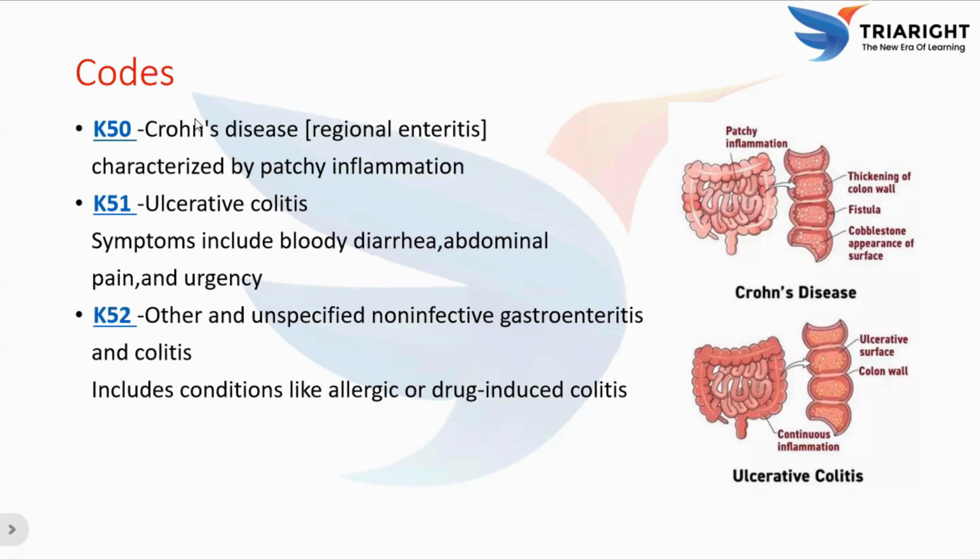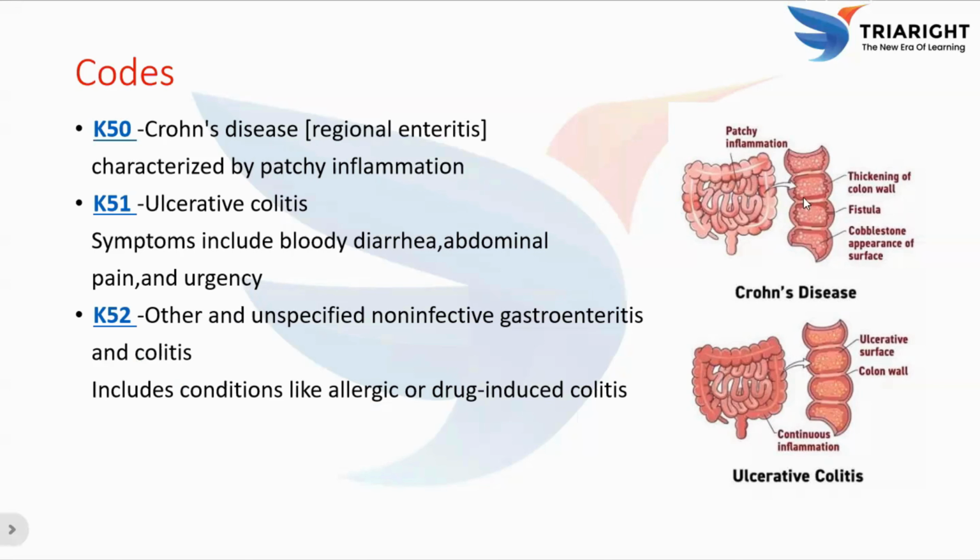K50 determines Crohn's disease, which is also called regional enteritis. Crohn's disease is a chronic inflammatory bowel disease that can affect any part of the gastrointestinal tract from mouth to the anus, most commonly the terminal ileum and the colon. It is characterized by patchy inflammation, deep ulcers, and sometimes fistulas or strictures.